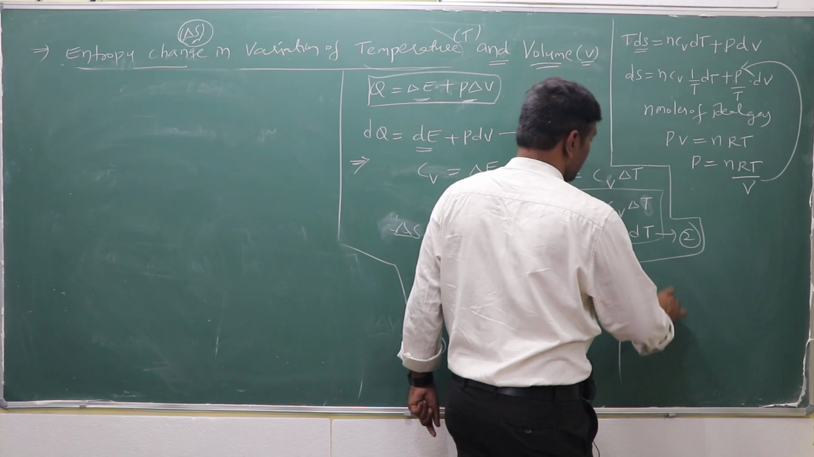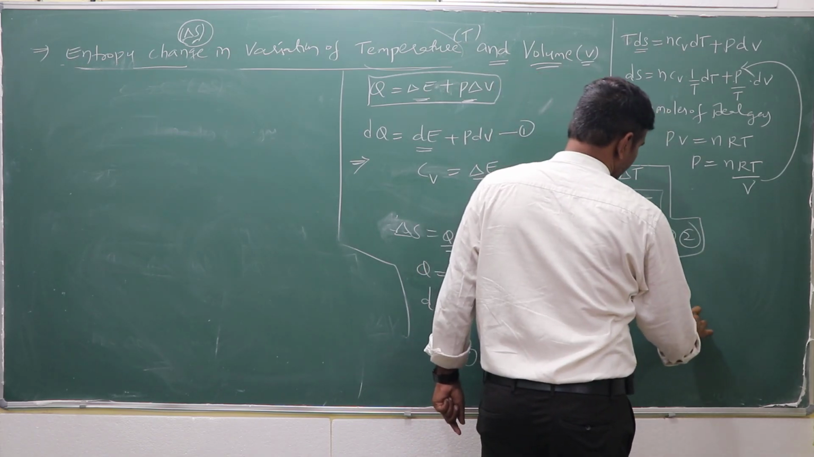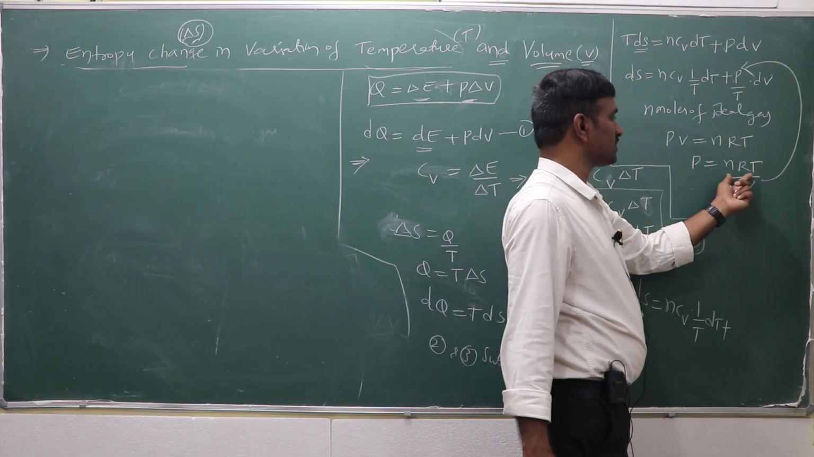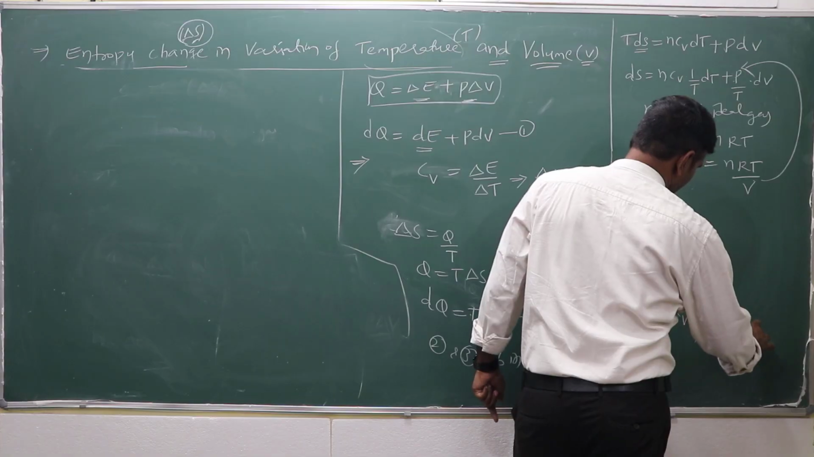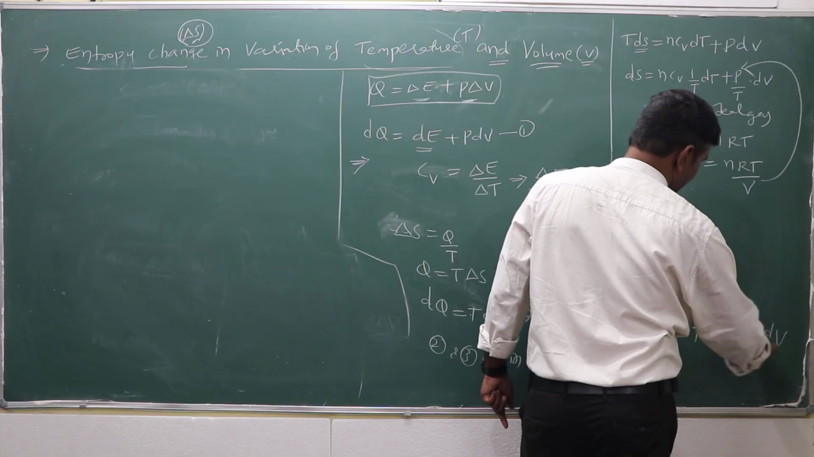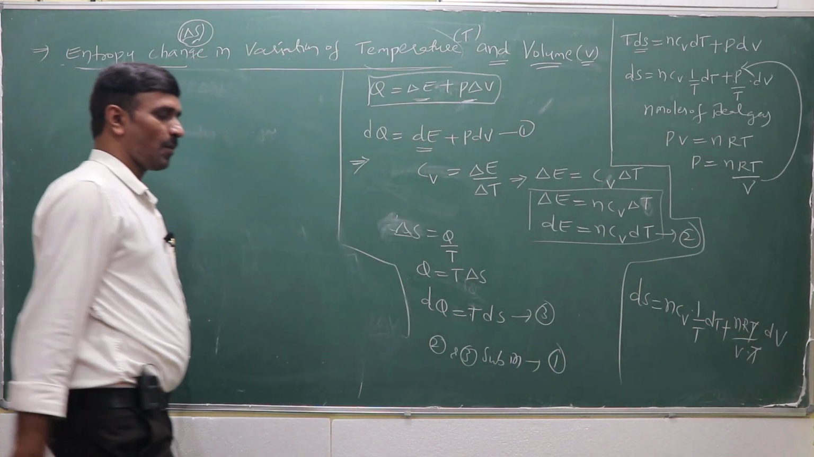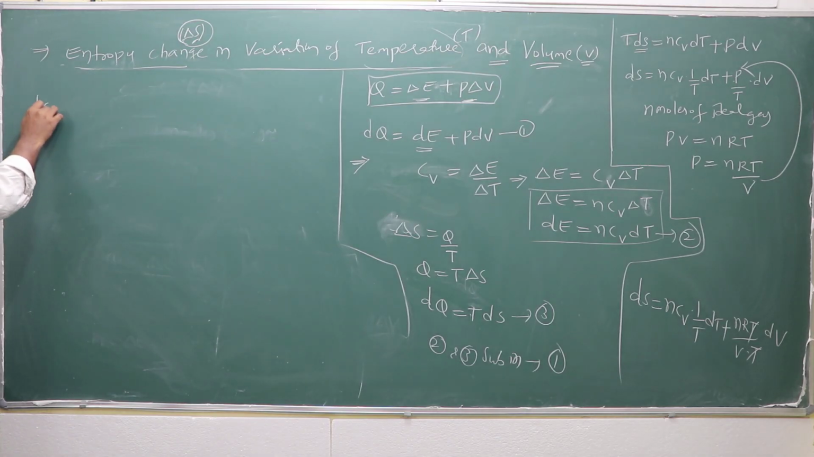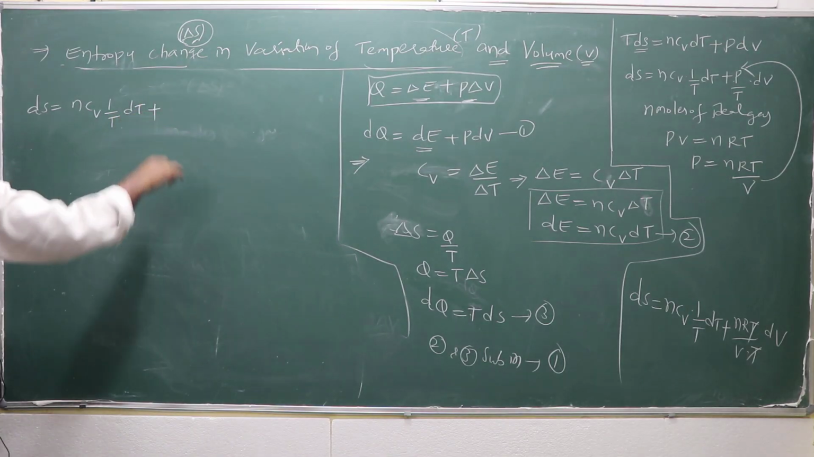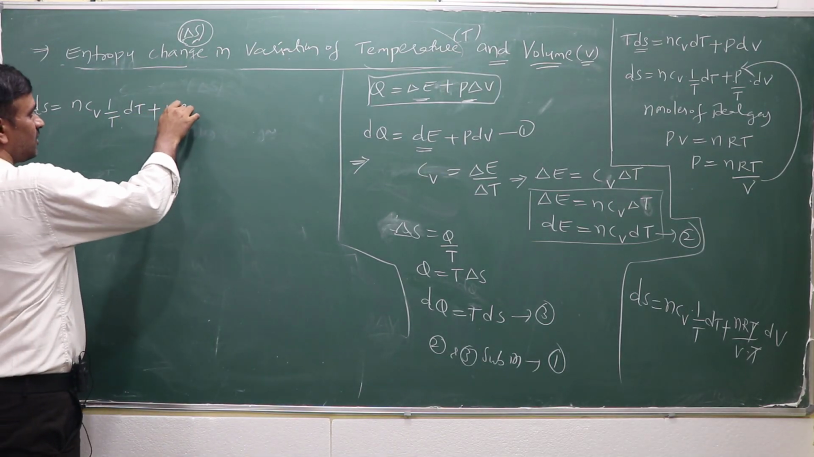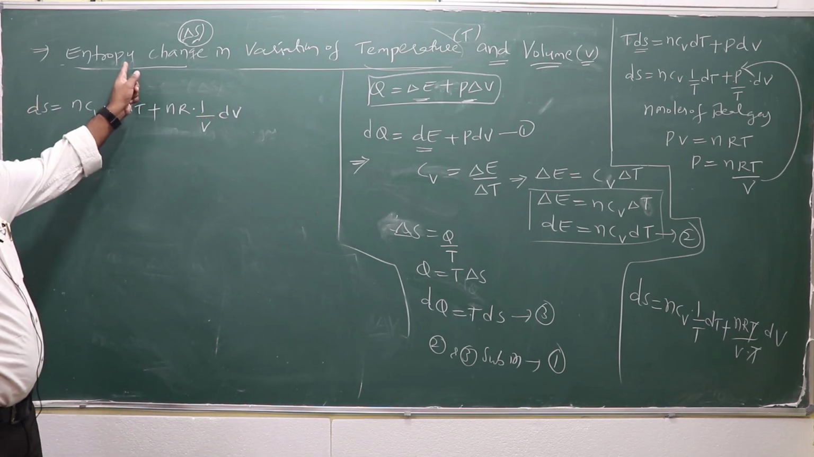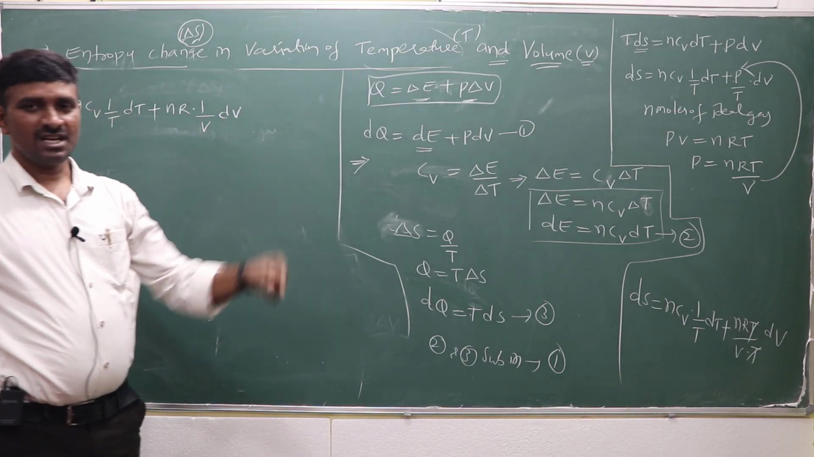What will happen? dS is equal to nCV into 1 by T into dT plus, in the place of P, you substitute nRT by V into dV. The T cancels. What is left? dS is equal to nCV into 1 by T into dT plus nR into 1 by V into dV. Now what we have to find out is the change in entropy while changing the temperature and volume.